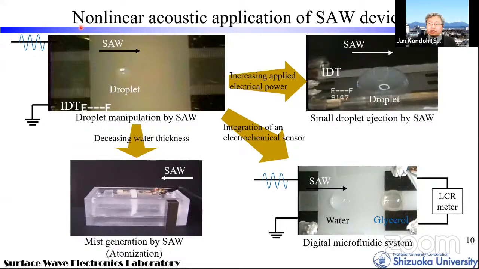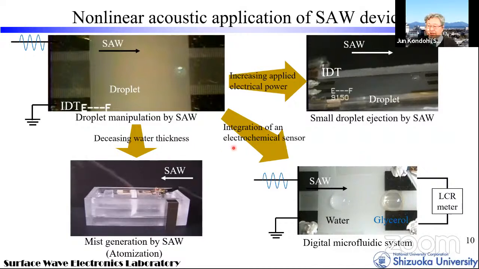This is a nonlinear acoustic application of the SAW device. We applied a sinusoidal signal to the interdigital transducer and generated surface acoustic waves. Then this water droplet is manipulated in the SAW propagation direction. When we increase the applied electrical power, a small droplet is ejected from the liquid. And when we keep a thin water layer on the surface, very small water drops, that is mist, are generated. The diameter of the mist is around 1 to 2 micrometers.